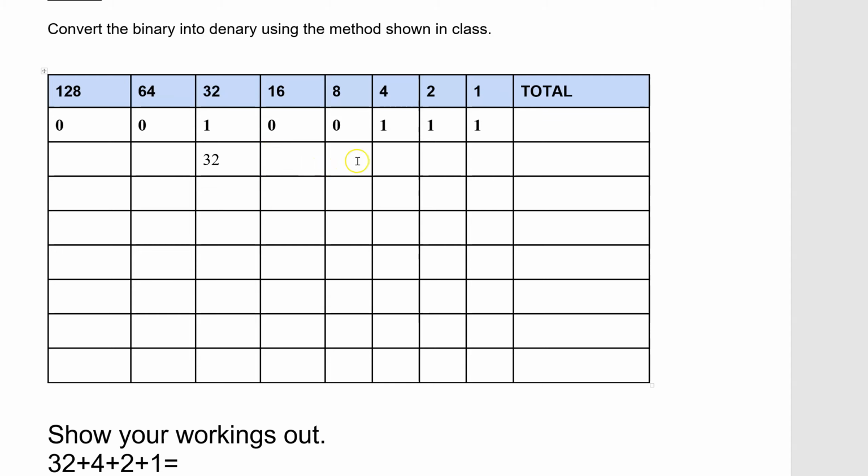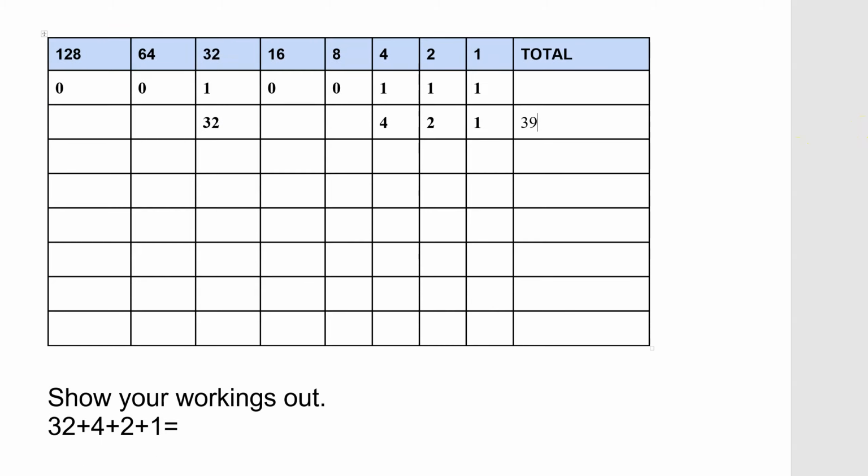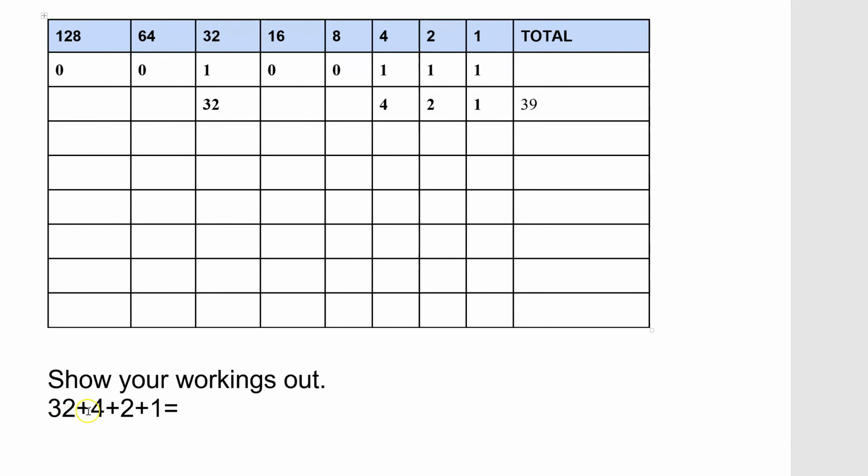16 is off. 8 is off. 4, 2, 1 is on. So 4, 2, 1. We are going to add those together, which totals 39. And at the bottom here, we've added 32 plus 4 plus 2 plus 1. That's how easy it is. So that's how we've got to the number 39. So let's do it again.